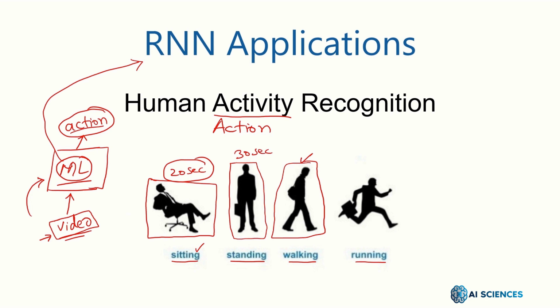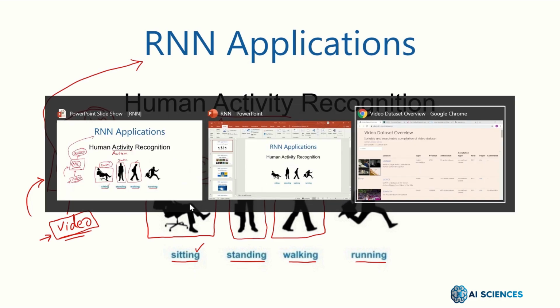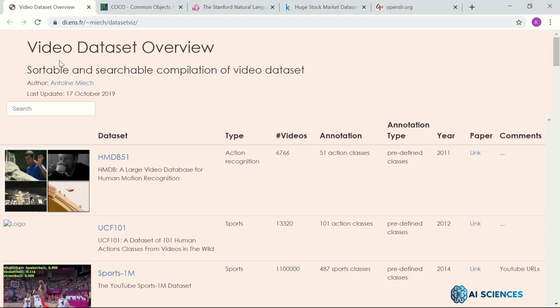So let me show you some real data sets that are available for activity recognition here on the internet. This page, for example, has a lot of video data sets. It has links to a lot of video data sets for different kinds of tasks.